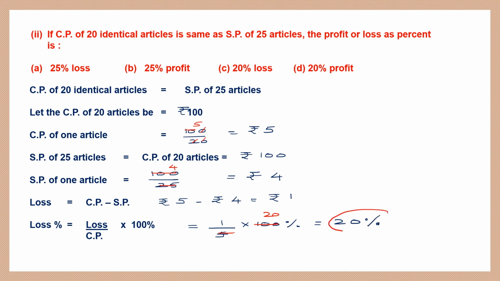The loss percent is 20%, and this is loss. Okay, so remember it is a loss of 20%. So this is our answer. So let's look at the options here. The option is option C, 20% loss.